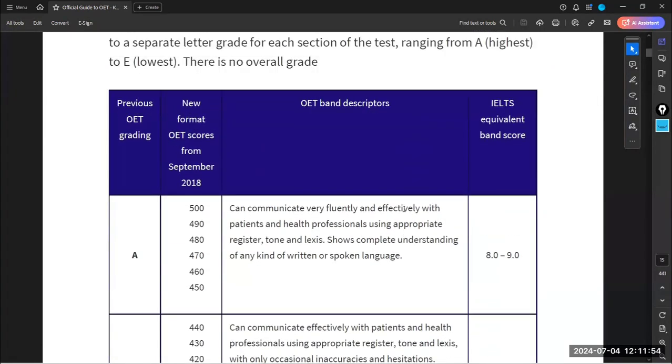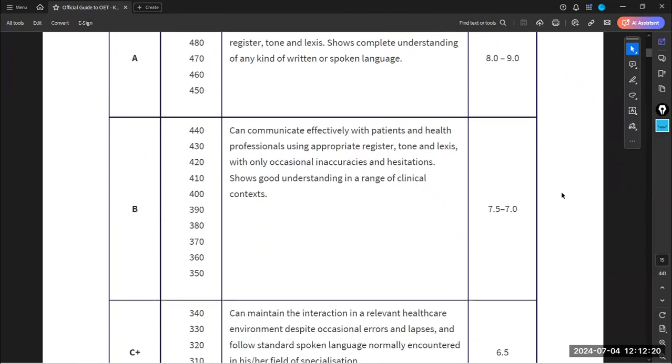Now, if you want to ask me about the way the OET exam is scored, we notice that if you want to get a band between 450 to 500, sorry, it is like getting band 8 to 9 in the IELTS exam. And if you want to scroll down just to check this band, if you want to get a band from 350 to 440, it's like you get 7 to 7.5 in the IELTS exam.